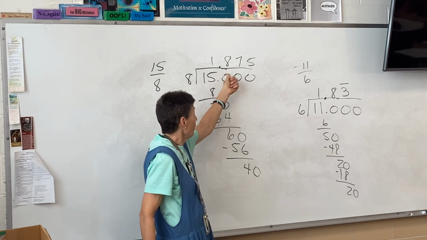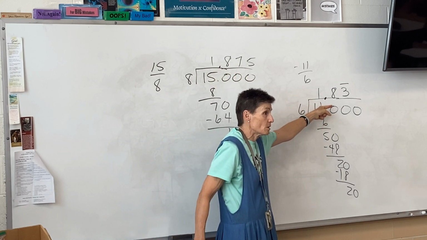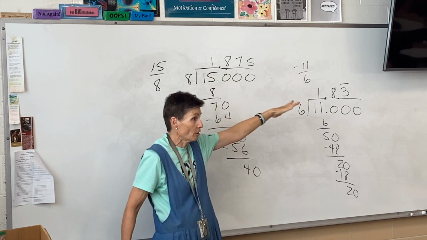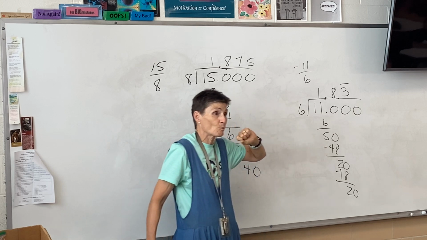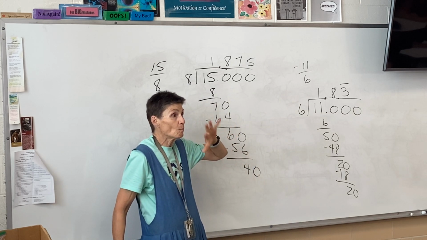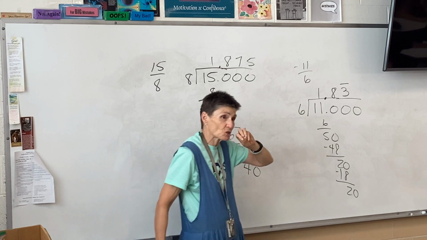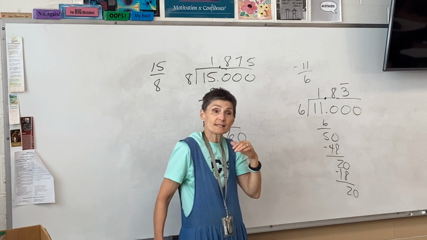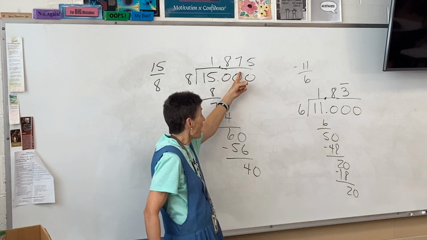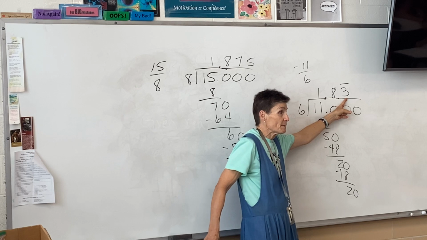When you put all of these together, all the terminating and all of the repeating, you have what we call a rational number. So when someone asks you about a rational number, you know that it's a decimal that either stops or repeats.